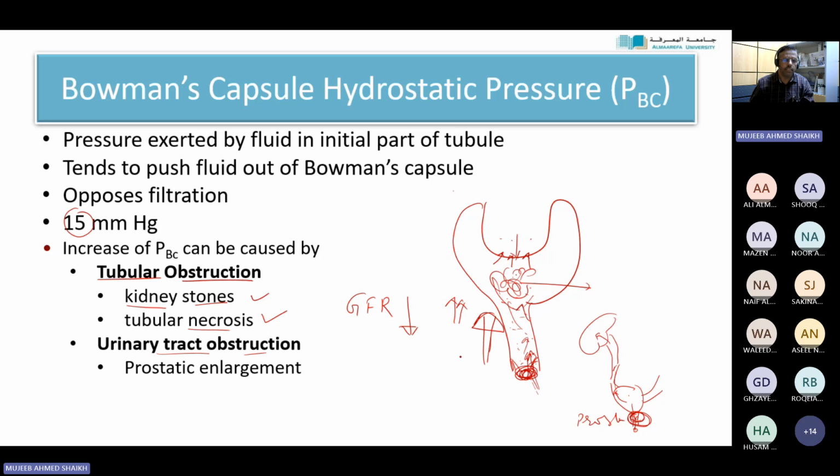There will be more pressure, and the capsular hydrostatic pressure will increase. This will cause a decrease in GFR. So decrease in GFR occurs in renal stone, tubular necrosis, and prostatic enlargement, due to which pressure? Hydrostatic pressure in the Bowman's capsule.